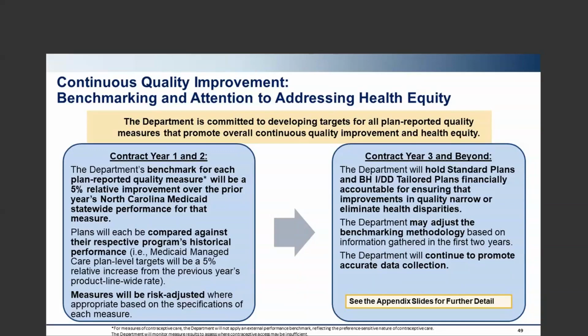For contract years 3 and beyond, the department will hold our health plans accountable financially for improvements that narrow quality gaps or eliminate health disparities through our quality withhold program, as well as physician incentive programs. In addition to our quality measure targets, we also have incremental disparity targets, and we expect 10% relative improvement in the performance of the group of interest. So whether that's Latinx or African American, we want to see a performance improvement for at least 2 years and until the gap between the group of interest and the overall population is less than a relative 10%.